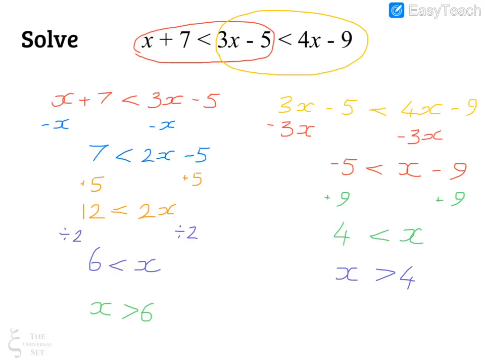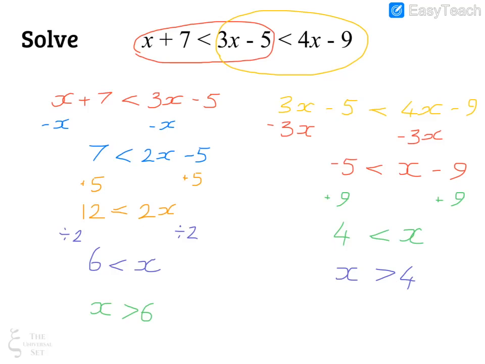Now, let's think about what we've got and how we can bring this together to make one solution. From this red part, I need x to be bigger than 6. From this yellow part, I need x to be bigger than 4. So what's going to be the solution overall? Well, we know this one's true if x is bigger than 6. We know this one's true if x is bigger than 4. So what numbers are going to make all of it true? Well, let's say x is bigger than 4. Let's say I chose 5.